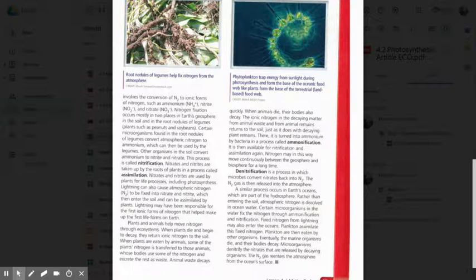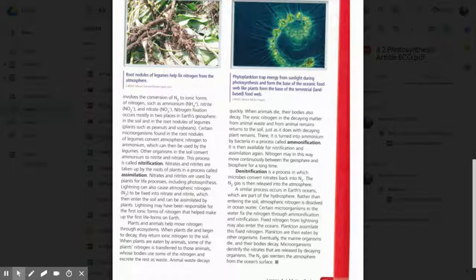And a similar process occurs in Earth's oceans, which are part of the hydrosphere. Rather than entering the soil, atmospheric nitrogen is dissolved in ocean water. Certain microorganisms in the water fix the nitrogen through ammonification and nitrification. Fixed nitrogen from lightning may also enter the oceans. Plankton assimilate this fixed nitrogen. Plankton are then eaten by other organisms. Eventually, the marine organisms die, and their bodies decay.